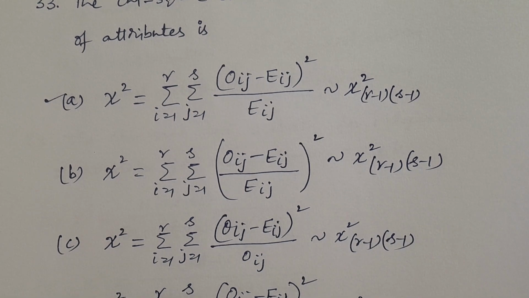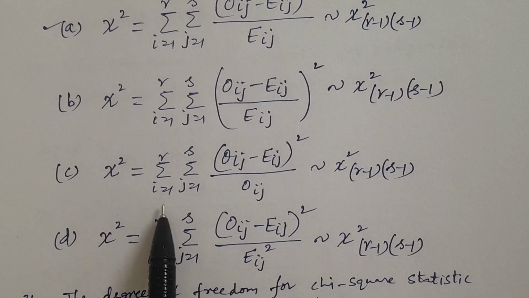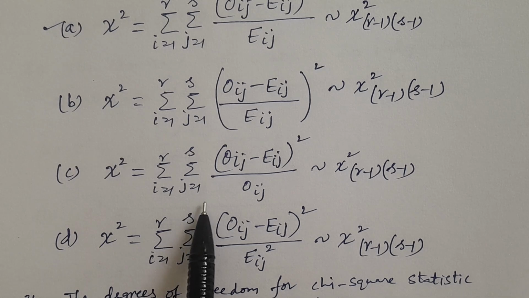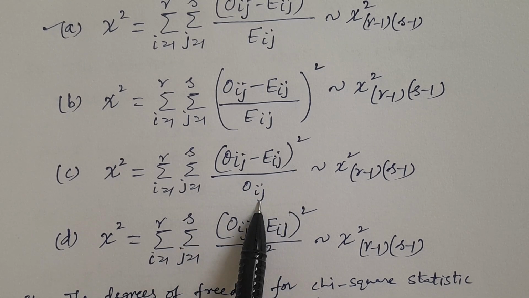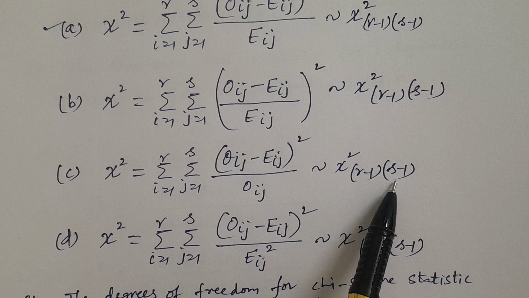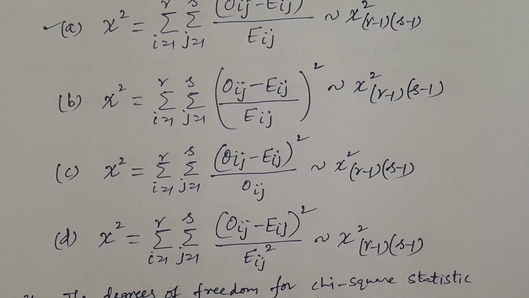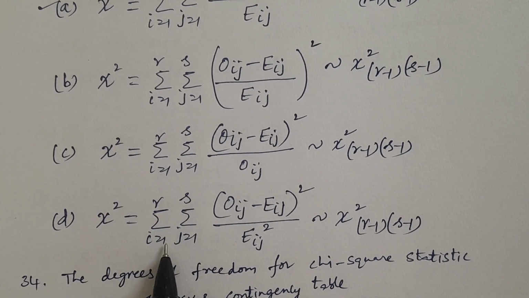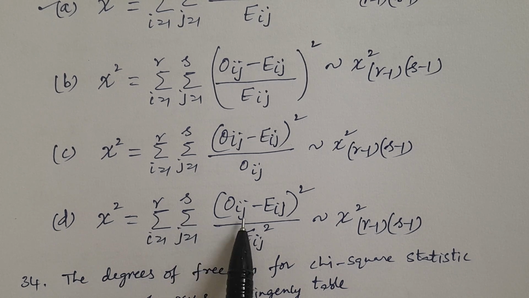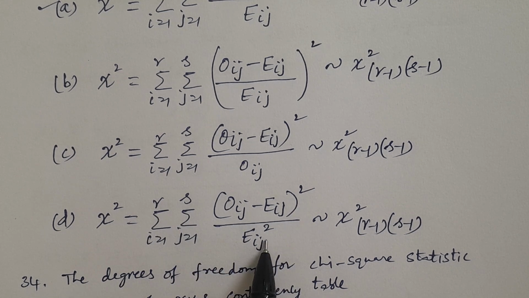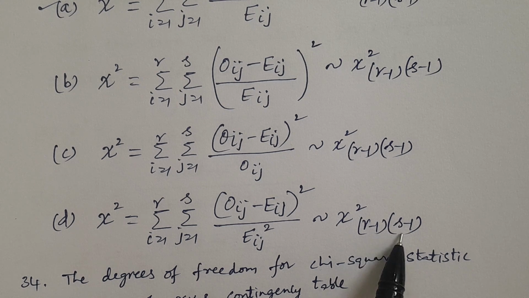C. Chi-square is equal to summation i is equal to 1 to r, summation j is equal to 1 to s, Oij minus Eij whole square by Oij. Follows chi-square r minus 1 to s minus 1. D. Chi-square is equal to summation i is equal to 1 to r, summation j is equal to 1 to s, Oij minus Eij whole square by Eij square. Follows chi-square r minus 1 to s minus 1.